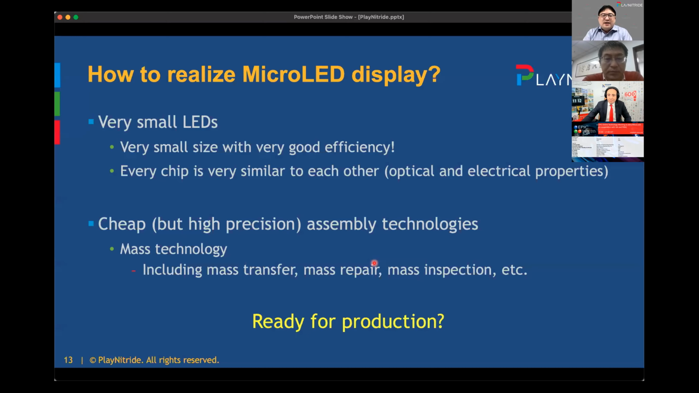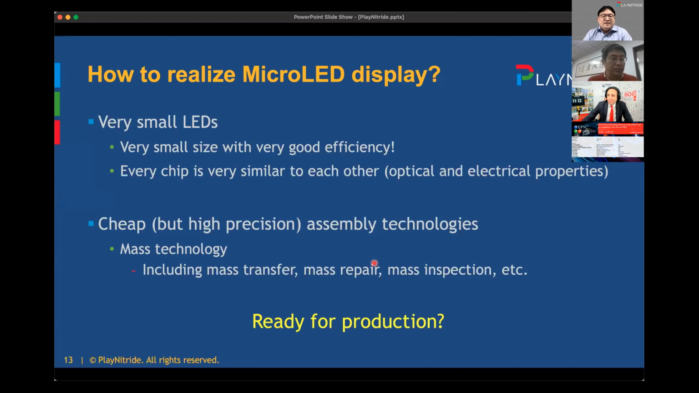So how to realize micro LED display? First, we need very small LEDs, because smaller LEDs means lower cost. But very small LEDs have the challenge of needing very good efficiency, and since this is a display, every chip needs to be similar to each other. So these are the targets for making smaller LEDs.